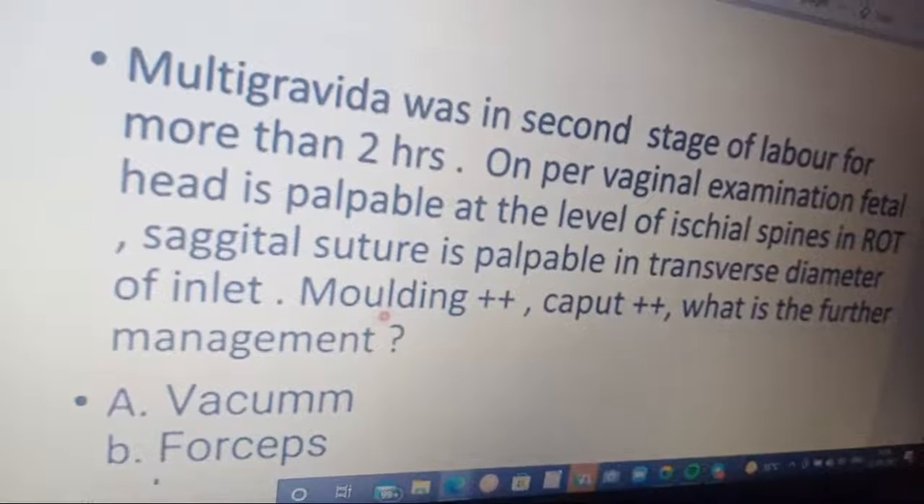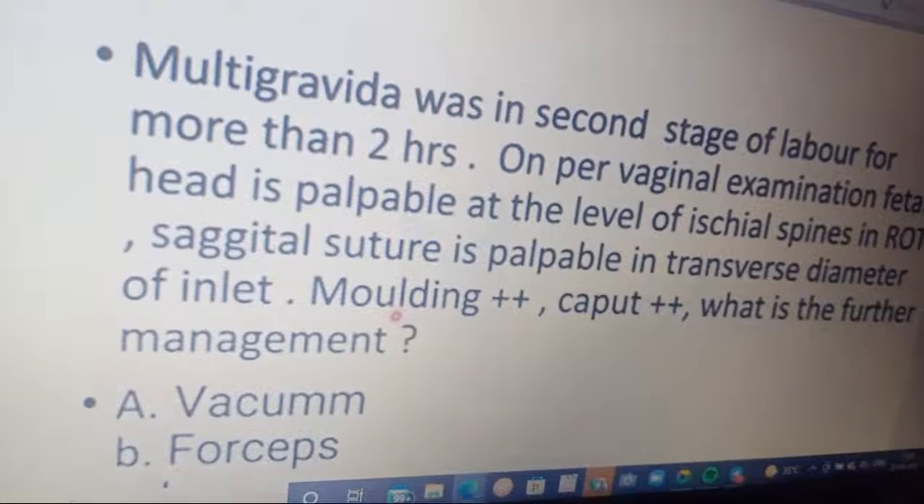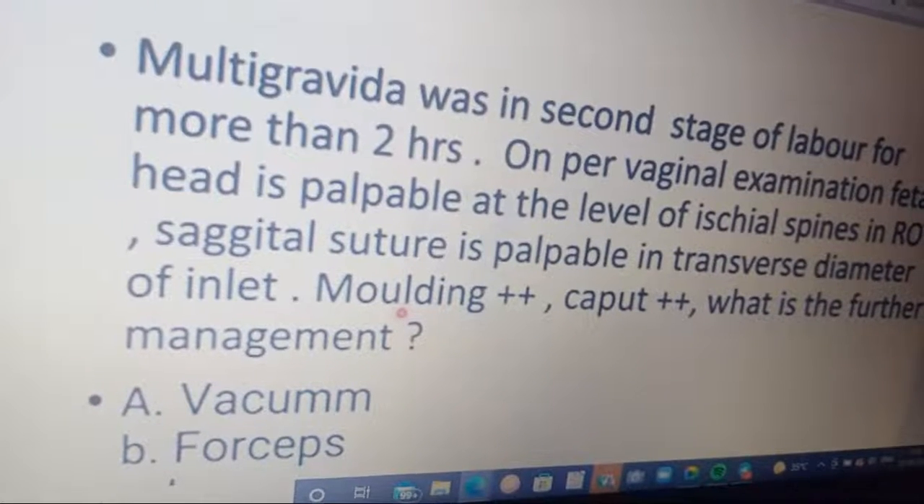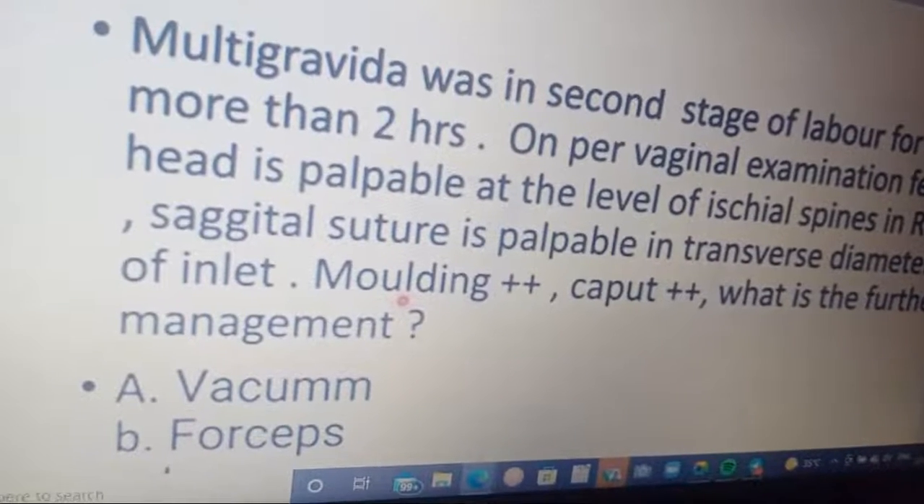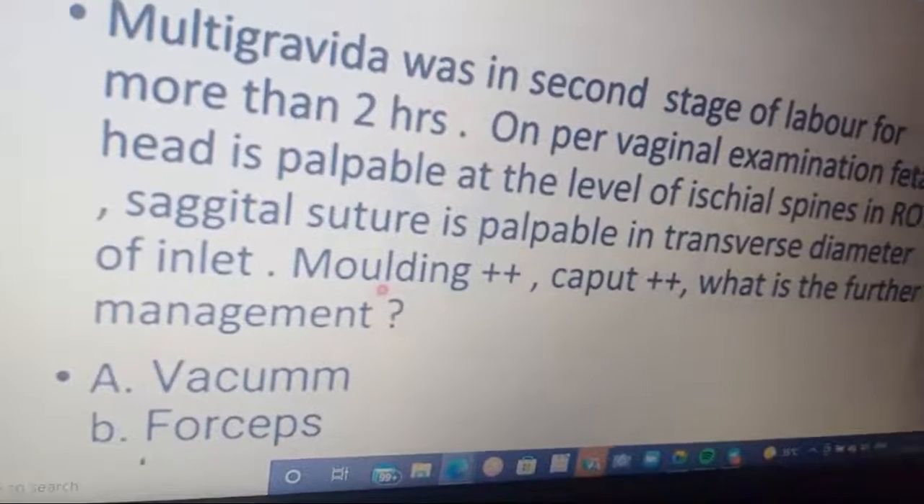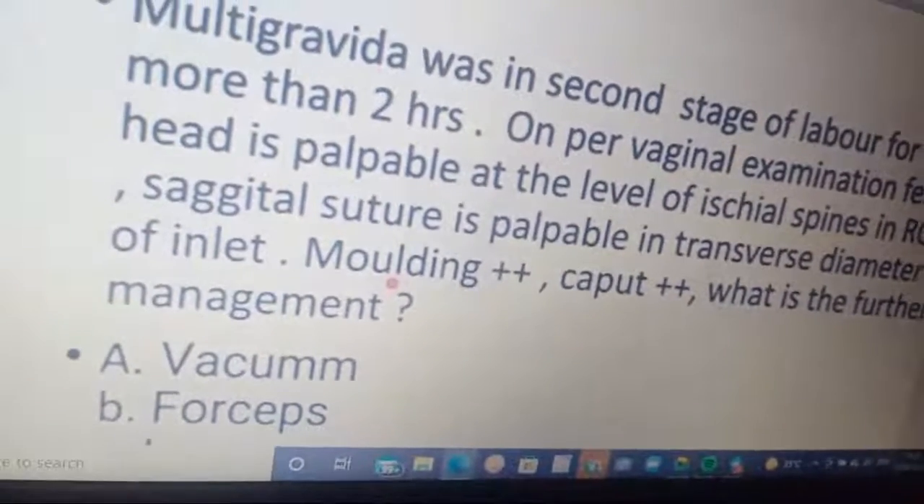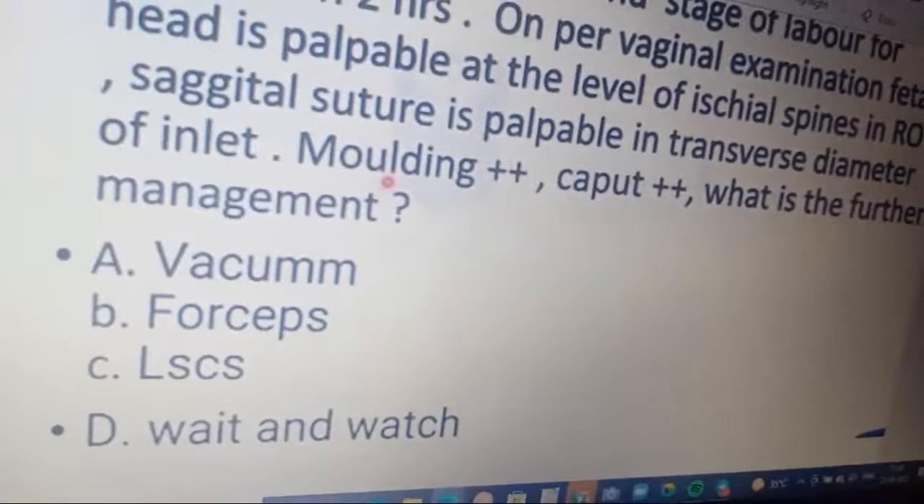So next question: a multigravida was in the second stage of labor for more than 2 hours. On per vaginal examination, the fetal head is palpable at the level of the distal spine in the ROT, right occipito-transverse position, and the sagittal suture is palpable in the transverse diameter of the inlet. Molding positive, caput positive. What is the further management?